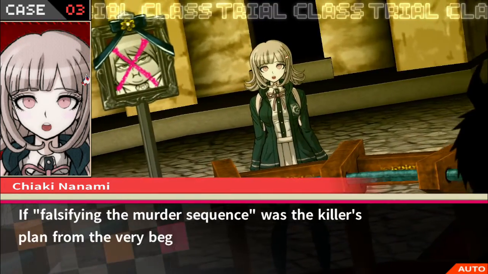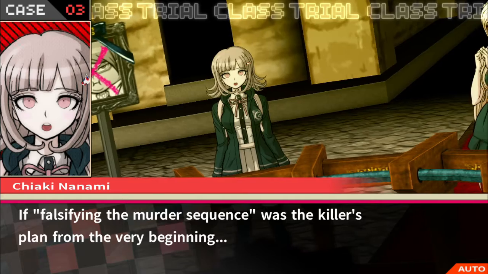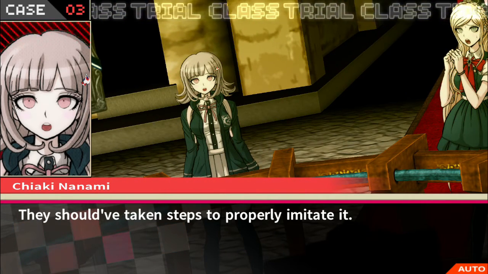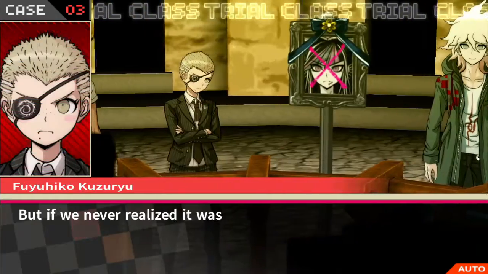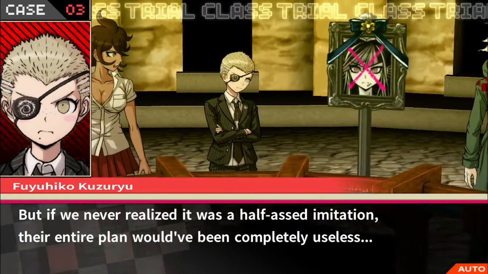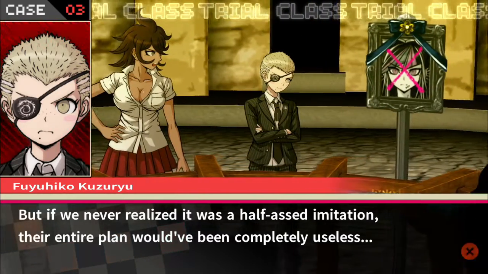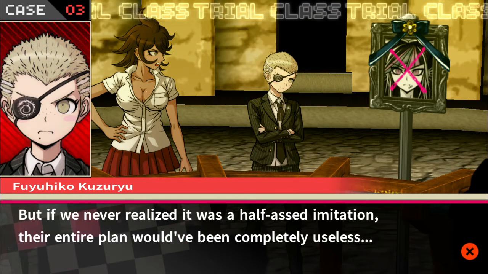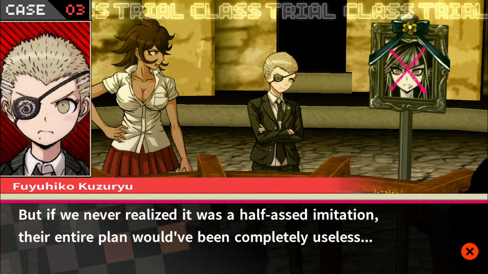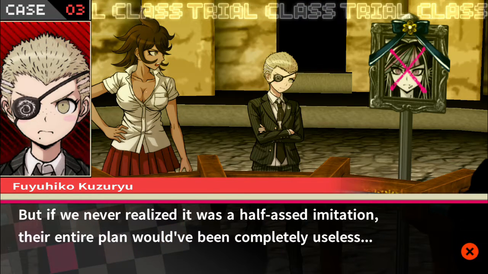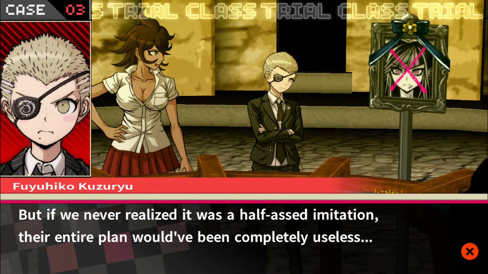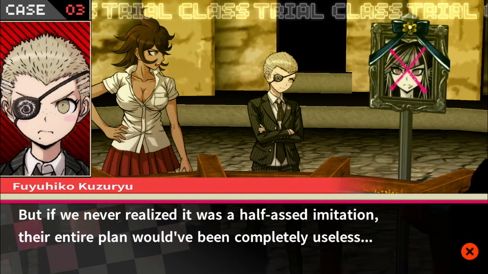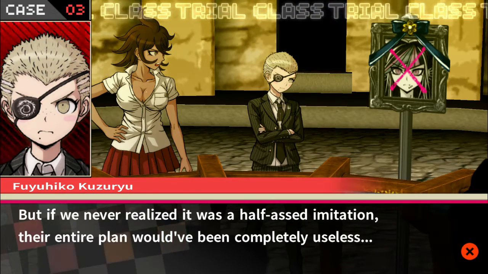If falsifying the murder sequence was the killer's plan from the very beginning, they should have taken steps to properly imitate it. But if we never realized it was a half-assed imitation, their entire plan would have been completely useless. I think the original murder of Hiyoko was a crime of passion, of opportunity. And then they had to, well, stage things. Again! Mikan falls in as prime suspect now.